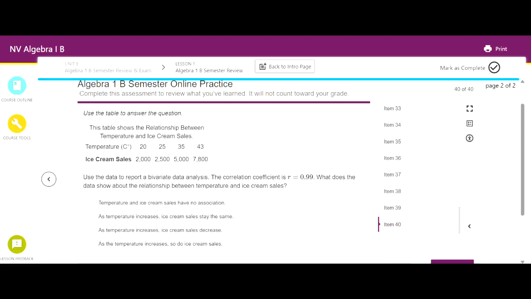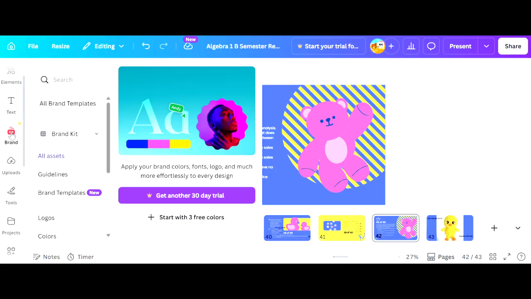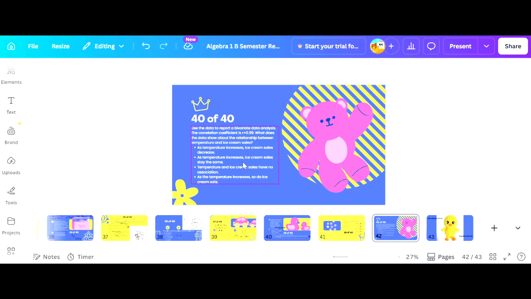Okay, here's our thing. Let's look at it. Temperature's going up. Ice cream sales are going up. Shocker, right? So as temperature increases, ice cream sales decrease? No. As temperature increases, ice cream sales stay the same? No. Temperature and ice cream sales have no association? No. As the temperature increases, so does ice cream sales? Yes.